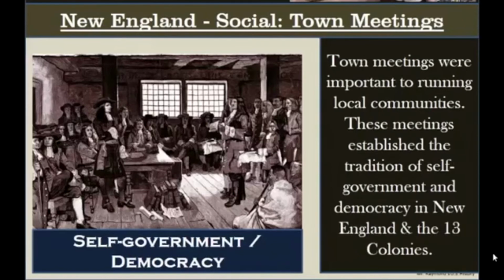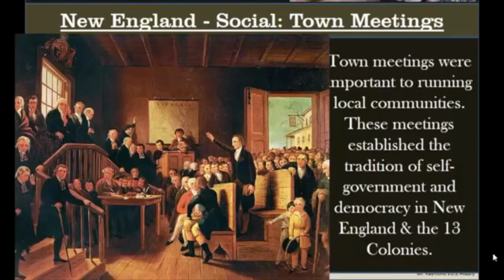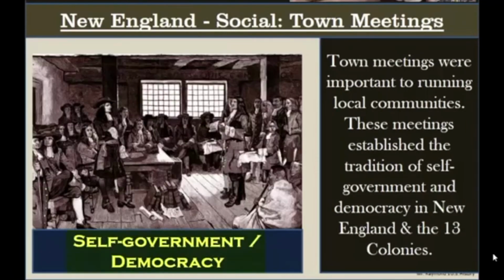Because of their close proximity, town meetings became an important part of governing local communities. These meetings, while existing in other regions, were especially important in New England in establishing a tradition of self-government and democracy. We will look closer at governing in the colonies in the next video, but remember town meetings in New England as being an especially important part of their social and political makeup.